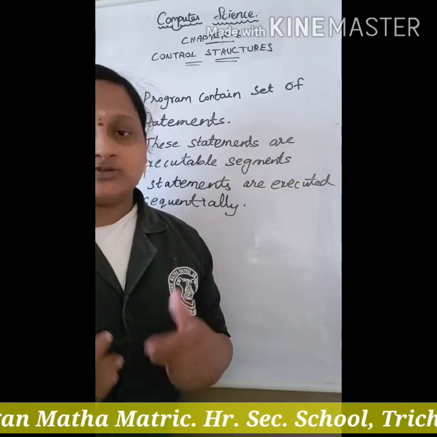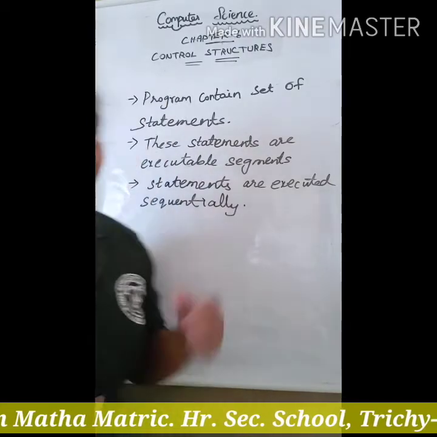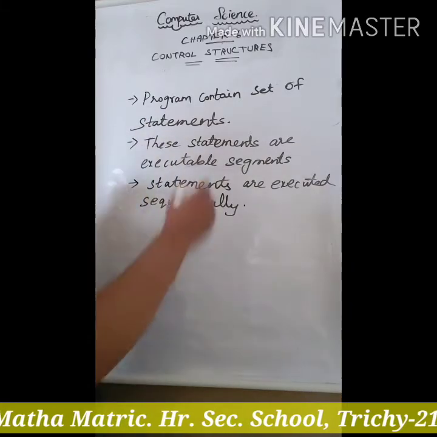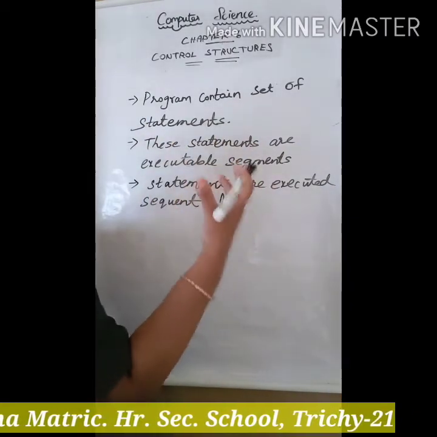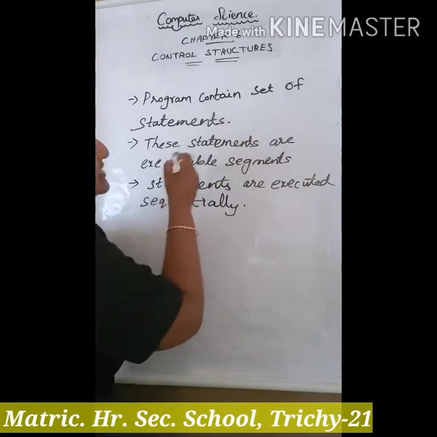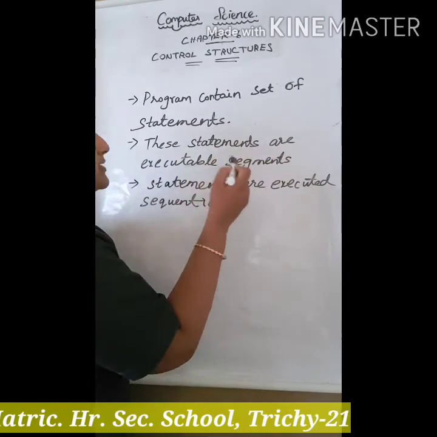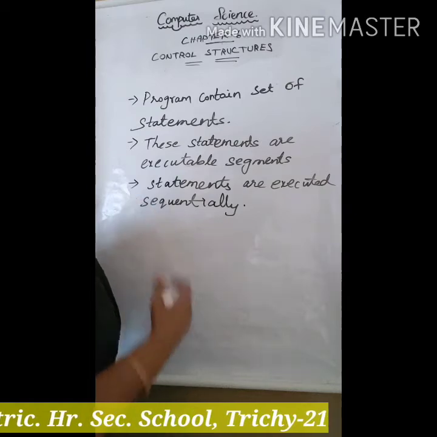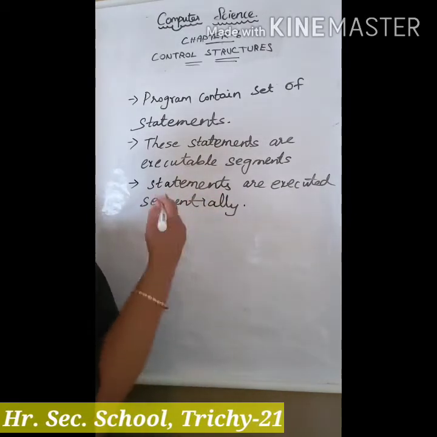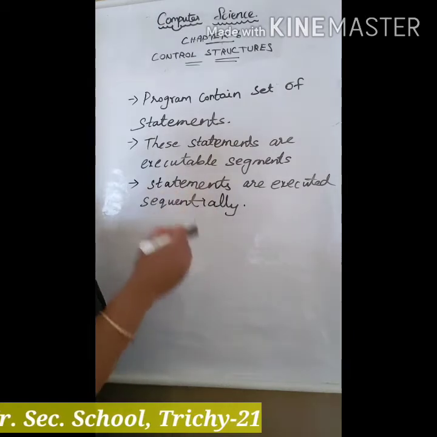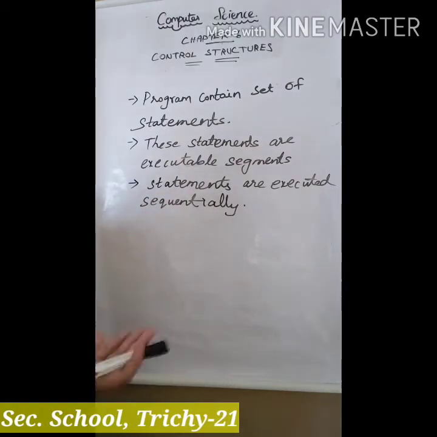What is a control structure? A program contains a set of statements. A program is a set of instructions. These statements are called executable segments. Statements are executed sequentially. Here sequentially means one after another.